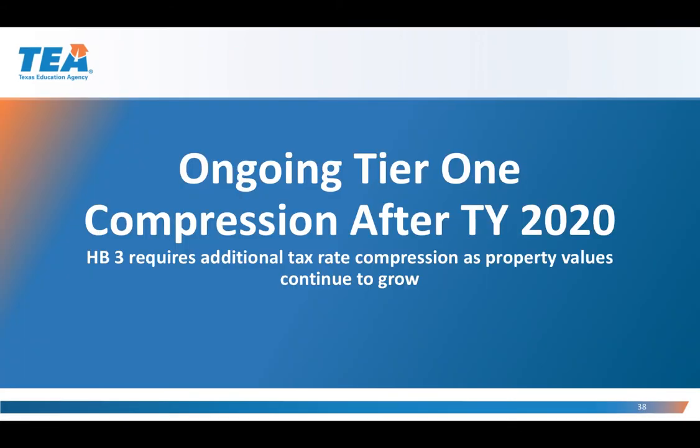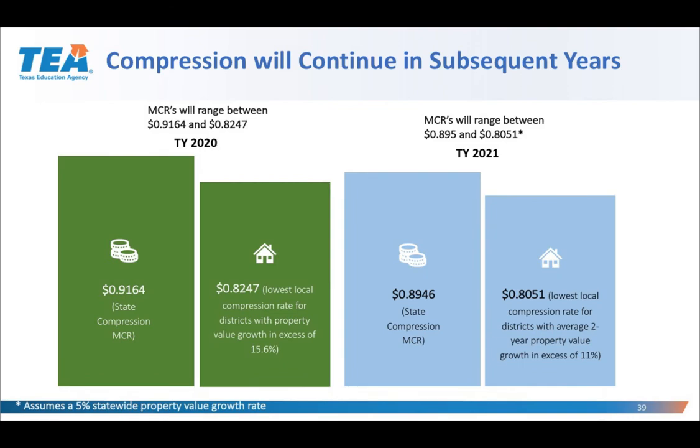So how does this look going ahead? What's it going to look like after tax year 2020, as HB3 requires additional tax rate compression every year as property values continue to grow? On the left-hand side, we have what the MCRs will look like in tax year 2020. As we've discussed, the highest tax rate is going to be 91.64%, and the lowest will be set at 82.47%.